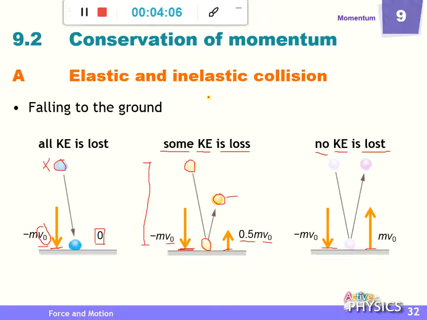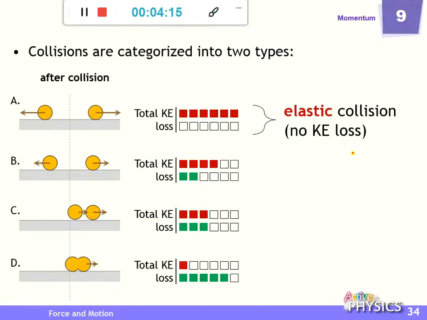Okay, go back to the slide. This one, all KE lost. Some loss, and this one no loss. Then what happened? Look at this. Collisions are categorized into two types. Remember, we have only two types. What are they? The first one is elastic collision. In some cases, we say perfectly elastic collision. In our syllabus, without "perfectly", elastic means exactly the same as perfectly elastic. This one is a third-level technical term.